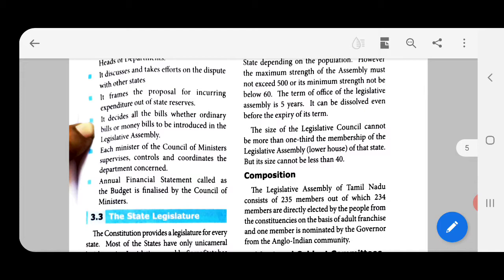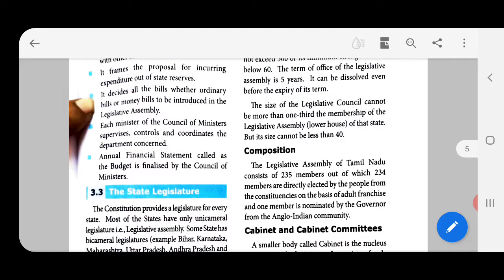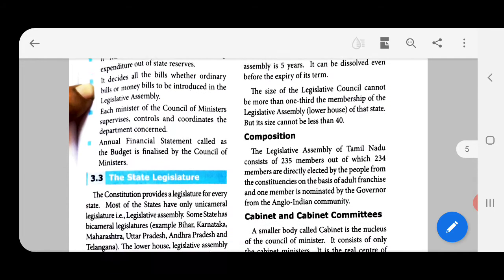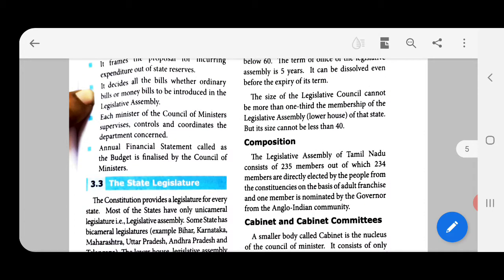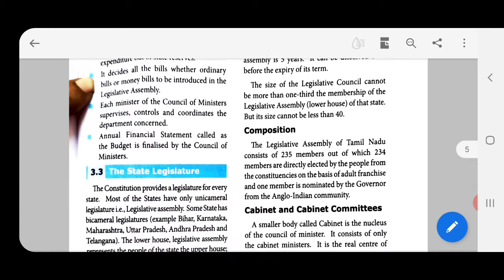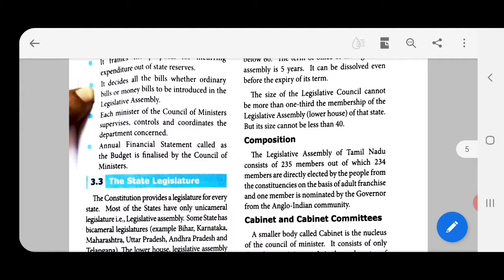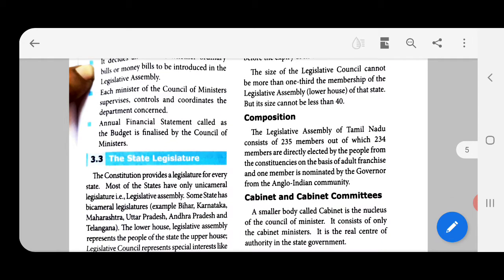The size of the legislative council cannot be more than 1/3 the membership of the legislative assembly, that is the lower house of that state. So now you can see here the legislative council and legislative assembly. The size, that is how many people can be in the legislative council, should not be more than 1/3 of the legislative assembly. So what is the other name for legislative assembly? It is the lower house, but the size of the council cannot be less than 40 also.